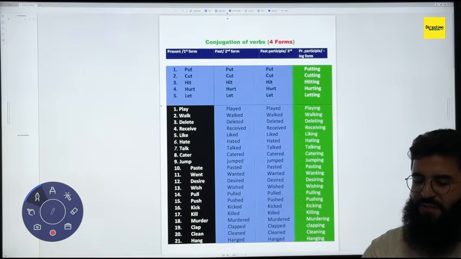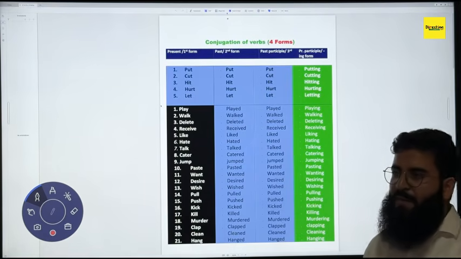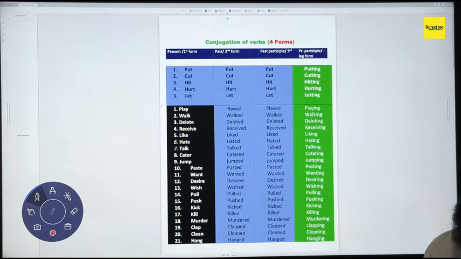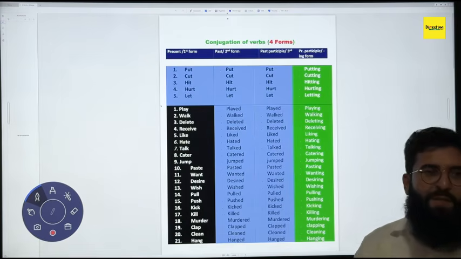But I make it simple. I say first form, second form, third, and fourth form. Every verb has 4 forms. If any verb doesn't have 4 forms, that's not a verb at all. It doesn't apply only to English. It applies to all the languages.